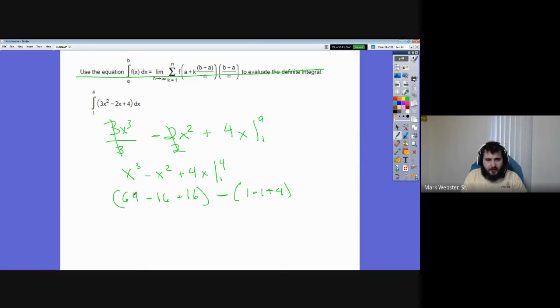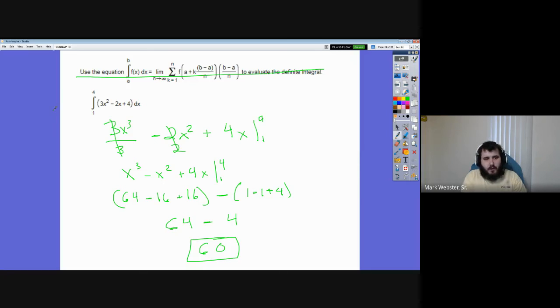Okay, so let's simplify this. 64 minus 16 plus 16, that's 64. 1 minus 1 is 0, plus 4 is 4. So 64 minus 4, our final answer should be 60.